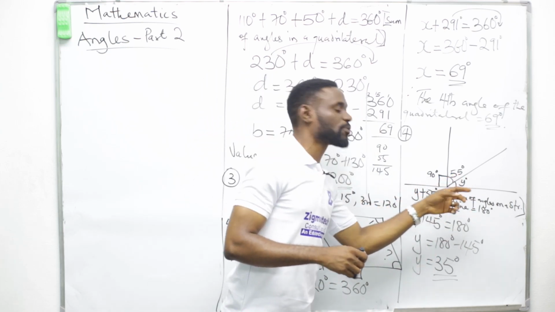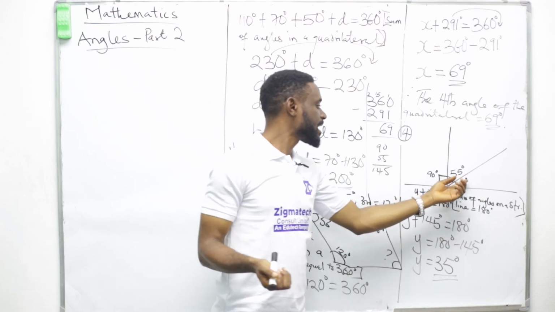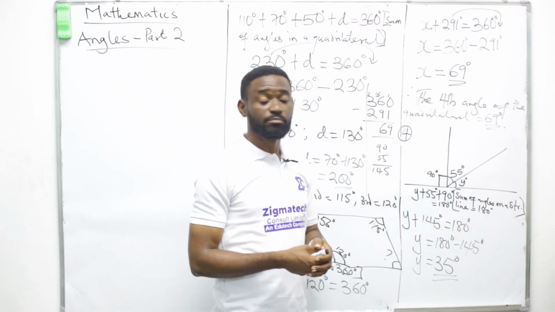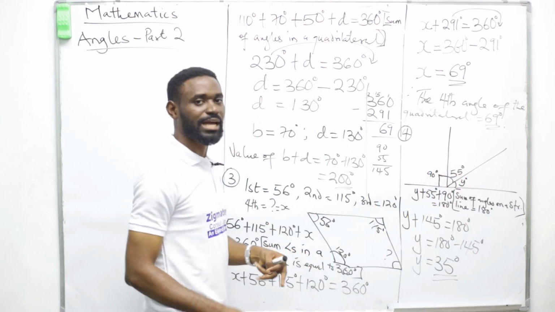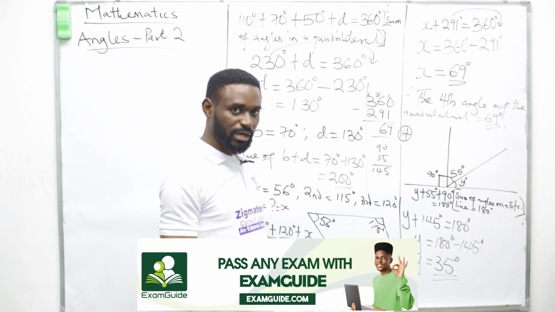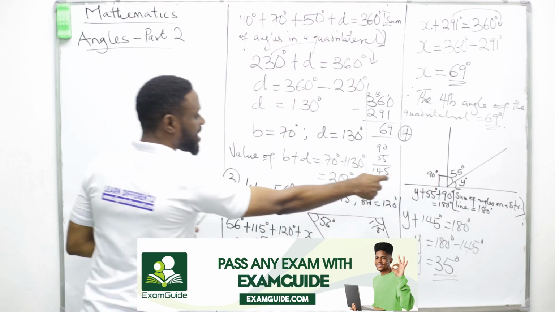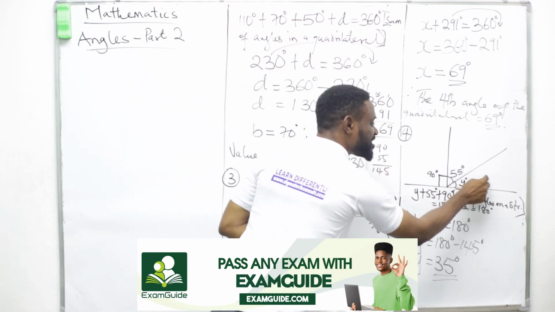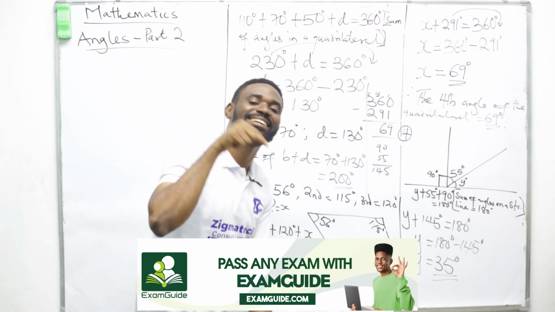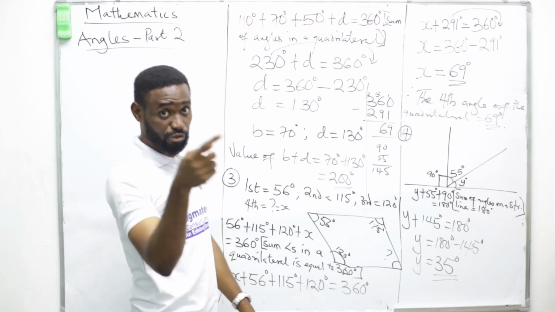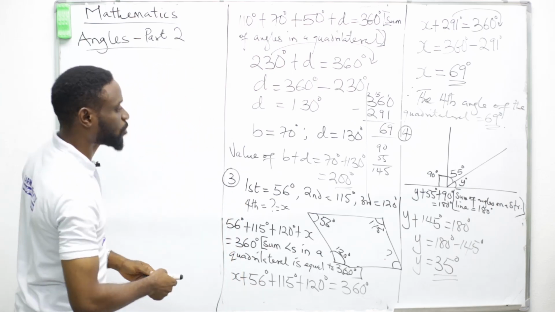This and this are complementary. That is what it means. Y and 55 are complementary, because if we add 35 to 55, it will give us 90. But I will show you how that is. Do you understand me now? So we said 55 plus y is equal to 90 degrees. What is the reason? Sum of angles in a right angle is equal to 90 degrees. We also gave that as one of our properties, okay?